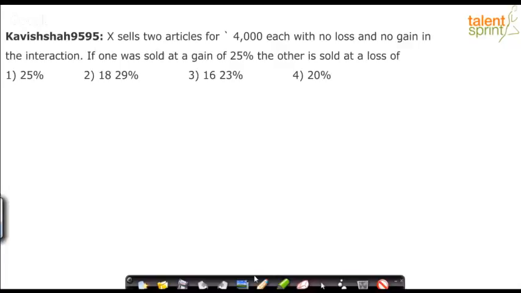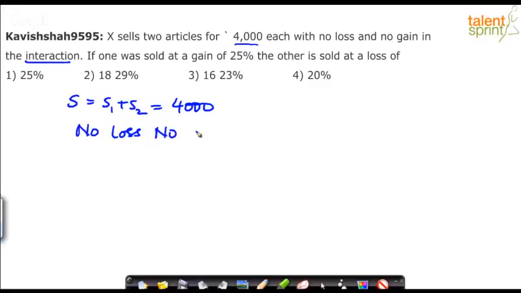Kavish says X sells 2 articles for rupees 4,000 each with no loss, no gain in the transaction. If one was sold at a gain of 25%, the other is sold at a loss of what? So basically he says X sells 2 articles for rupees 4,000 each. So what is the total selling price? S1 plus S2, which is equal to 8,000. And no loss, no gain implies total cost price is equal to total selling price. Implies C equals C1 plus C2 equals 8,000.